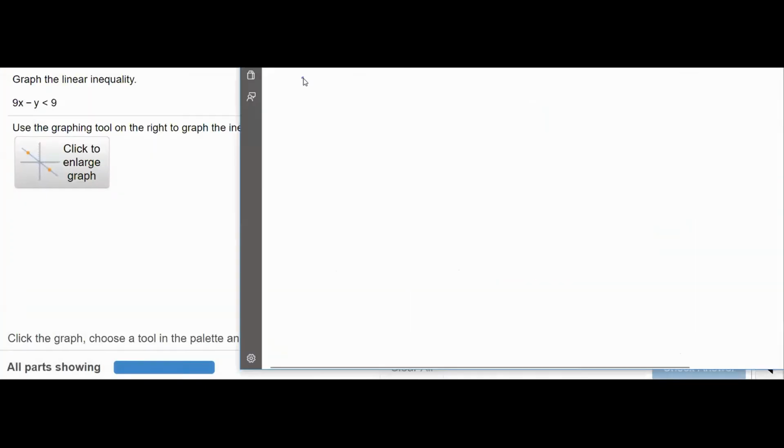Graph the inequality 9x minus y less than 9. The fact that we don't have an or equal to bar tells me that this is going to be a dashed boundary line, meaning that it's not included as part of the solution.